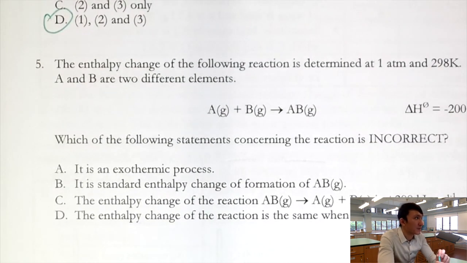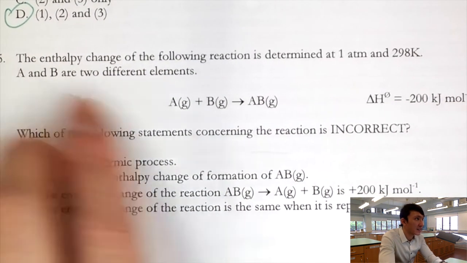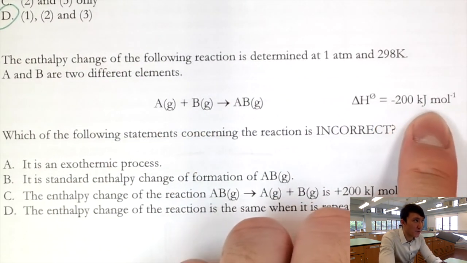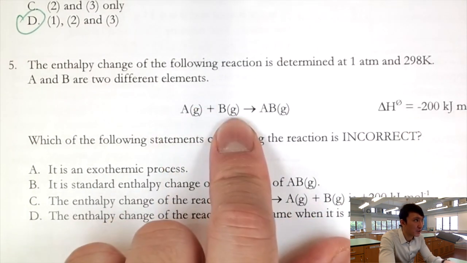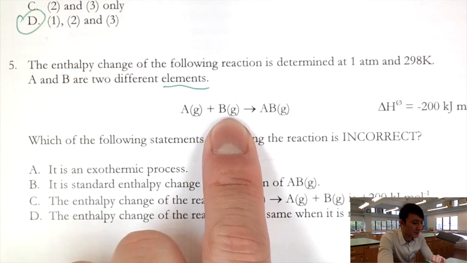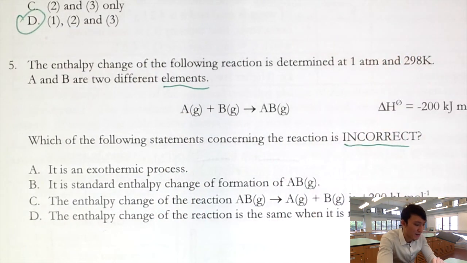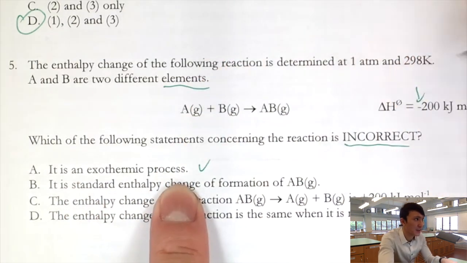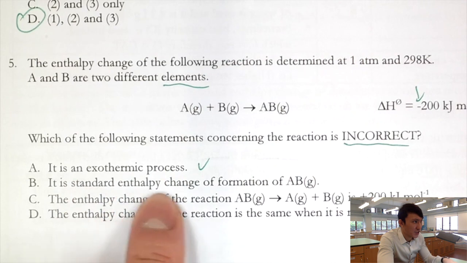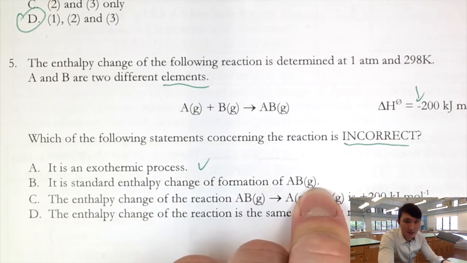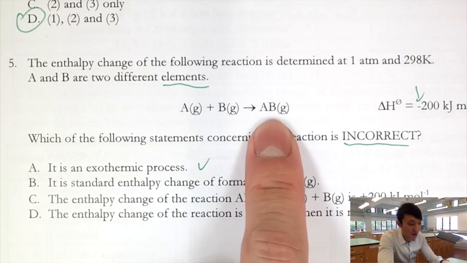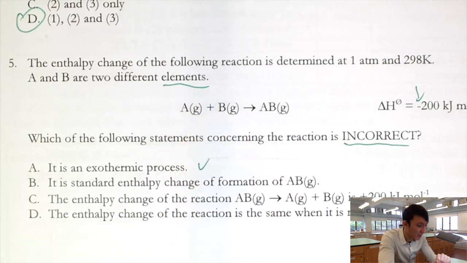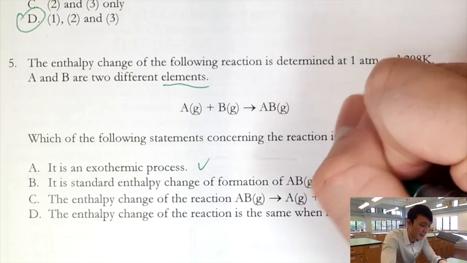Now, question 5 here. The enthalpy change of the following reaction at 1 atm, 298 K, is negative 200 kilojoule per mole, and it says that A and B are 2 different elements. Which of the following concerned about reaction is incorrect? So this one is an exothermic process. This one is correct because of the negative sign. It is the standard enthalpy change of formation of AB gas. Now, AB is a compound of A and B. These 2 are elements. So this one, it looks pretty good for me. So this one is correct.